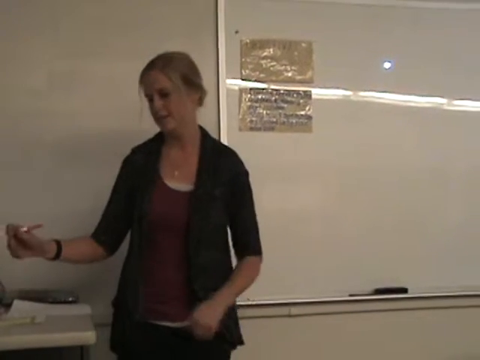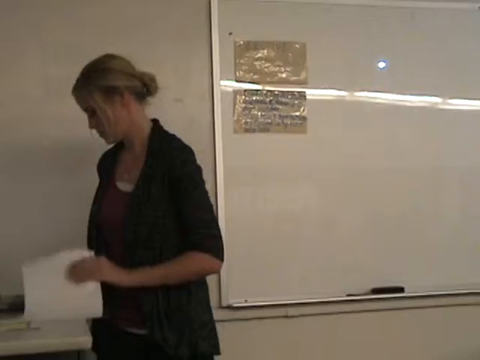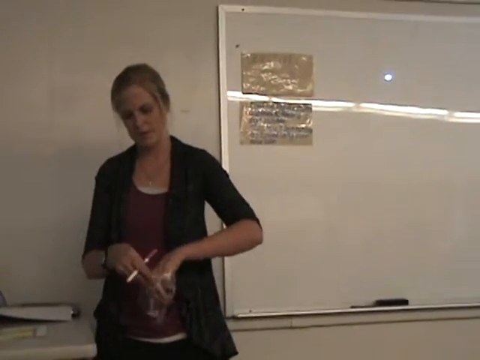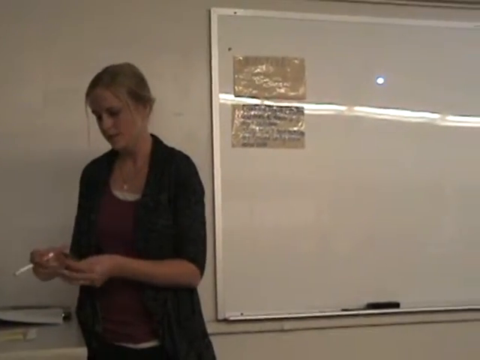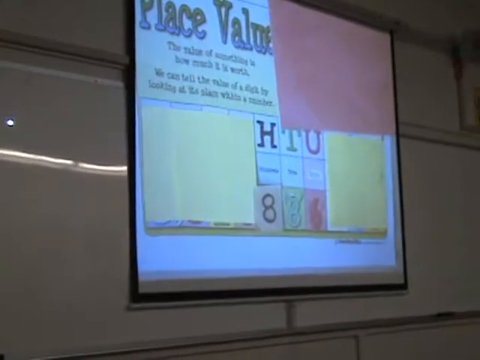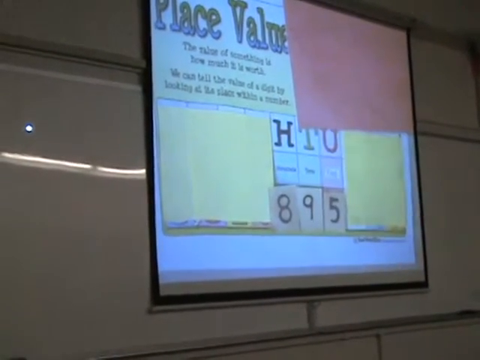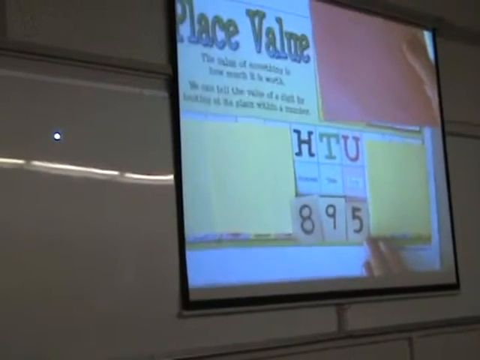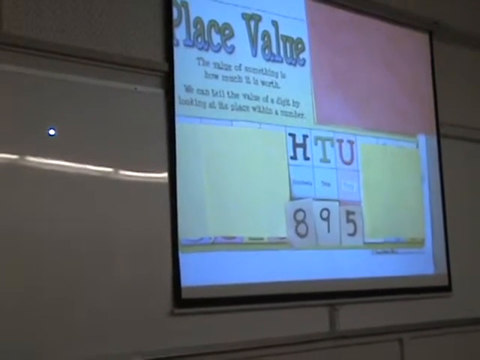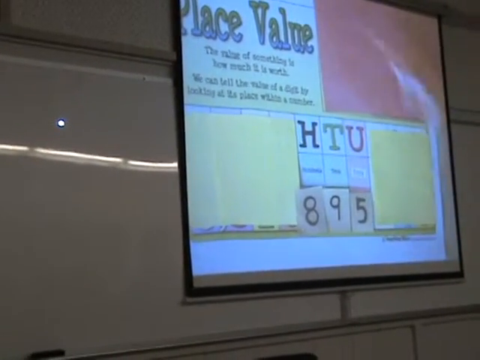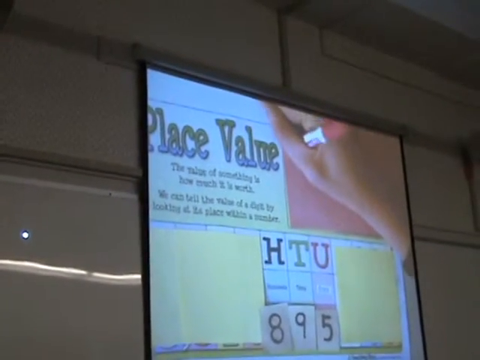That makes sense, right? Let's try it with a different number. I'm just going to draw it on my board here. Because it doesn't matter what the numbers are. It always breaks down the same. Let's try with the 8 here, and a 9 here, and a 5 here. Okay, so if we look with these numbers, how many hundreds do we have? 8. So what does that break down to? 800.